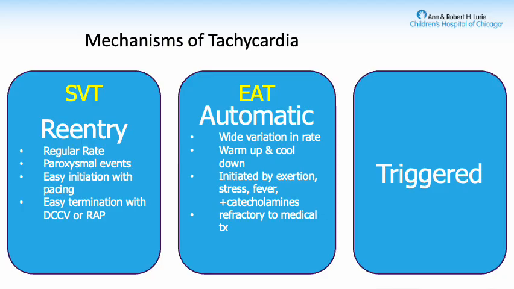Automatic tachycardias are different. These are tachycardias that have a wide variation in rate. They have a warm up and a cool down period. They don't just go from 0 to 270. They go from 160 to 170 to 180 to 190 and then come back down. They tend to be initiated by stress or fever or catecholamines in the newborn period. And then these are refractory to electrical treatment. So if you try to cardiovert EAT, you're not going to be successful. You need medication to treat those. And so those are the things that we talk about.